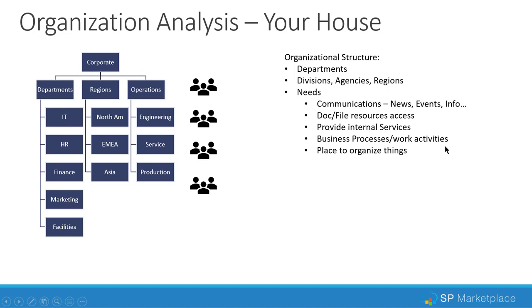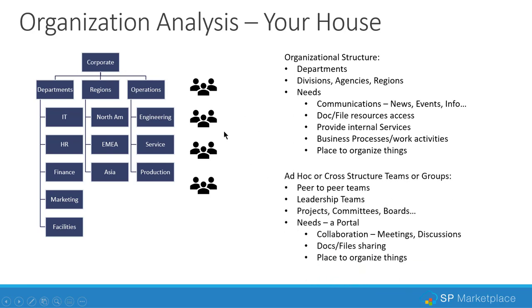Business processes and work activities: tracking tasks, tracking projects, allowing employees to get at common processes like time off or expense reports or something like that too. You may already have systems that do that, but the question is, how do they get to those systems? Is there a common way to do that? And really what we're doing here is, for each of these groups, providing a place to organize the things that they do as a group and a function.